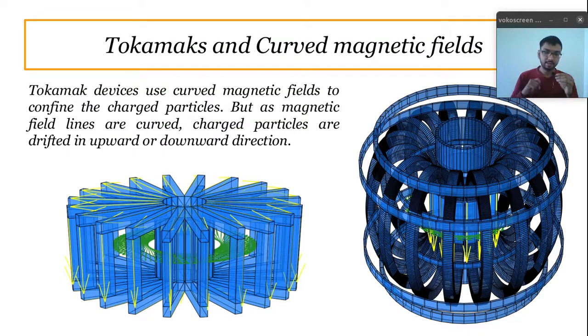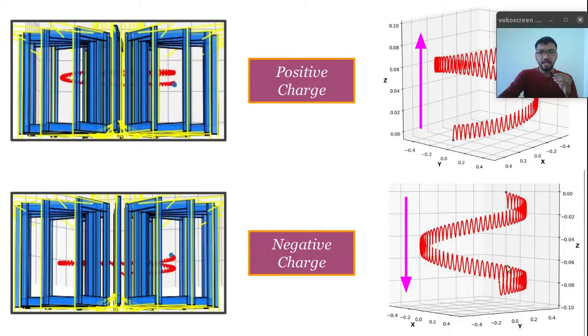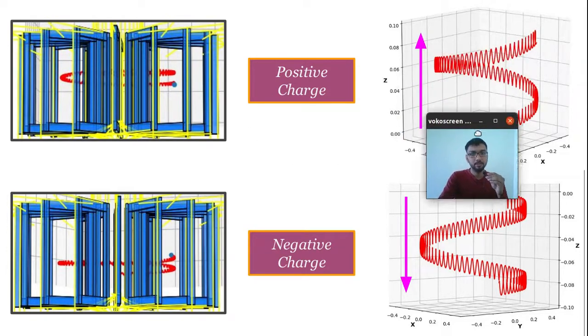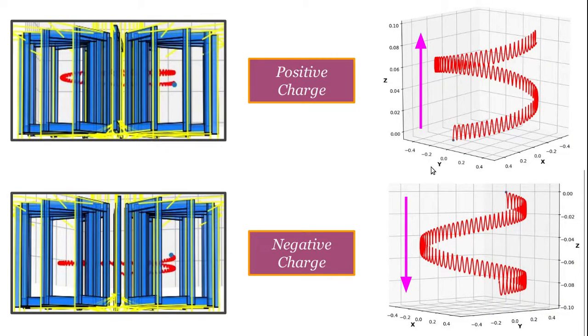Now you may ask how can we confine our plasma as we are getting this kind of a drift. Because there is no way: if we put positive charge, then due to the curvature drift it will hit the ceiling of this tokamak, and if we put negative charge, then it will hit the bottom of this tokamak. Then how are scientists using this curvature drift to confine our plasma?